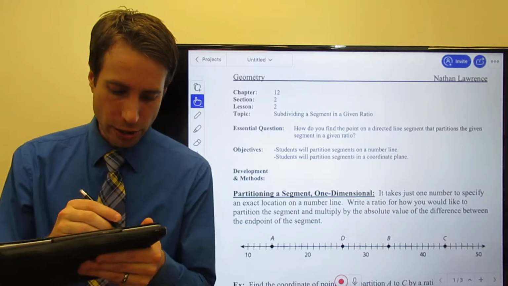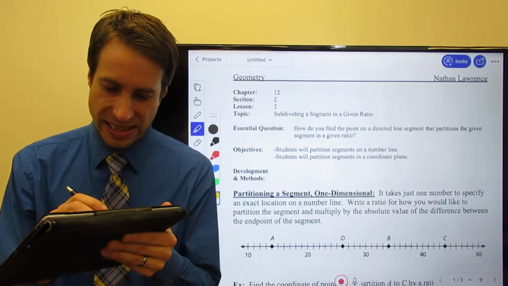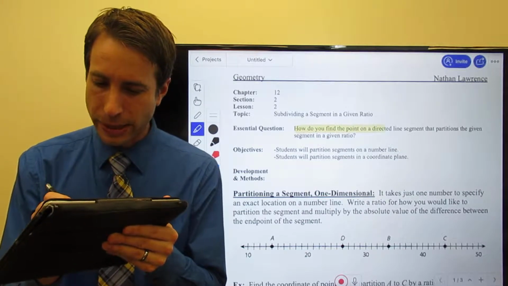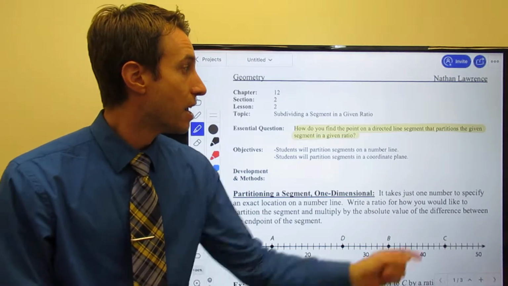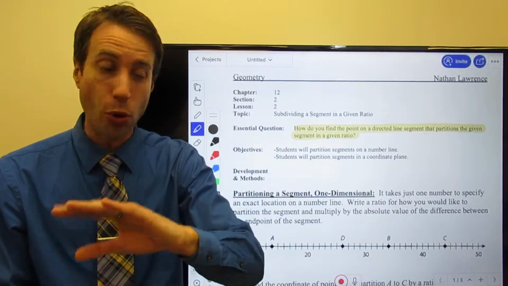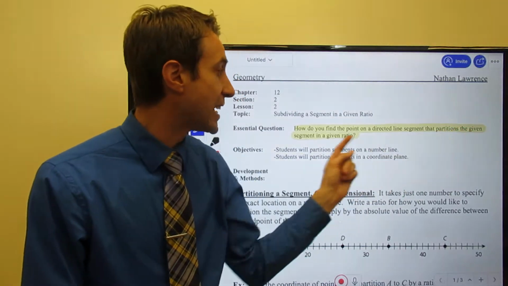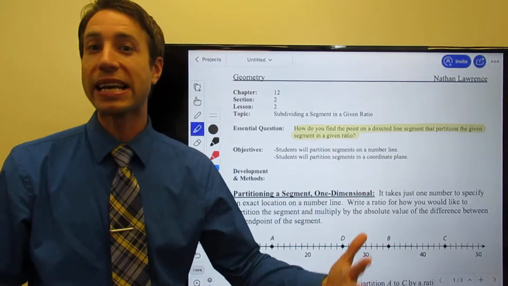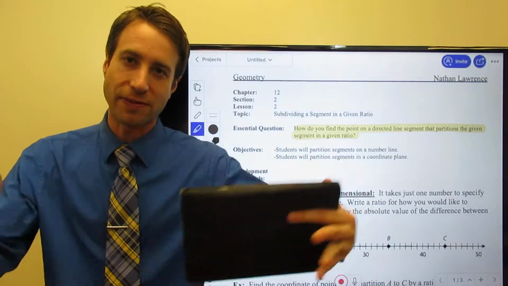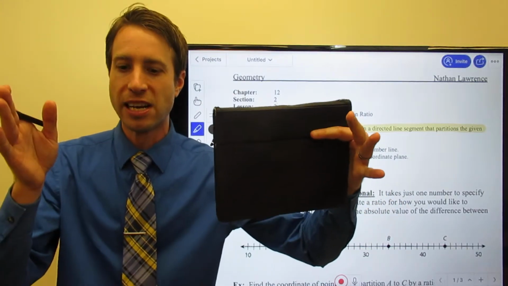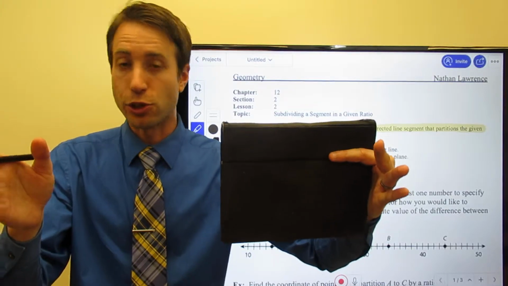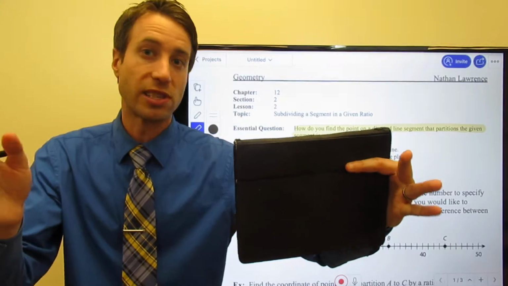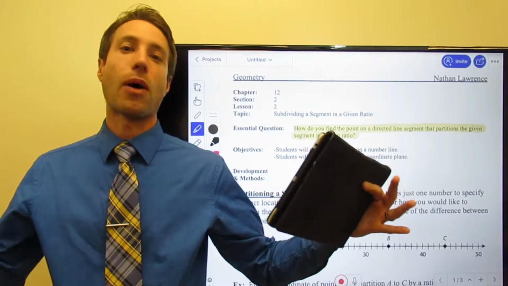So here's what we're going to do. Our essential question is this: how do you find a point on a directed line segment that partitions, meaning the point will partition the given line segment into a given ratio? It's simply this: if I give you a line segment and I want you to divide that line segment into two parts, one part is 2/3 and the other part is 1/3, how do you do that?